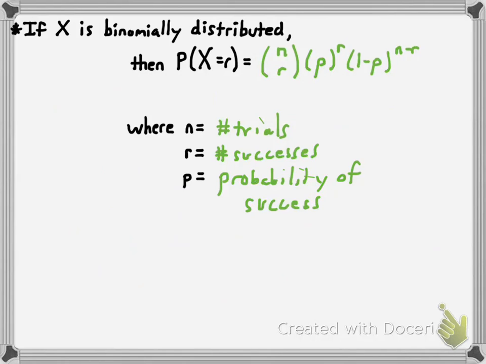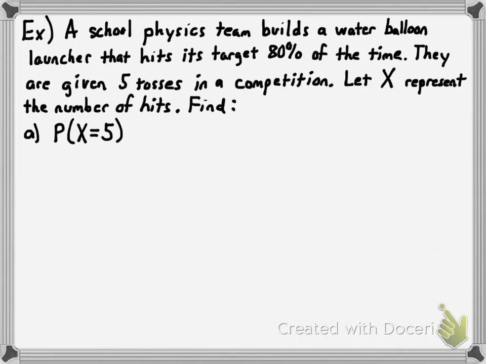All right, you should have an idea now of how you find the probability of a binomial distribution. We're going to work with a couple more examples here, and I do want us to use our calculator the rest of the way to accomplish things. Let's look at this. It says a school physics team builds a water balloon launcher that hits its target 80% of the time. They are given 5 tosses in a competition. We're going to let X represent the number of hits, the number of successes, and we want to find, first of all, the probability that they hit the target essentially every time.